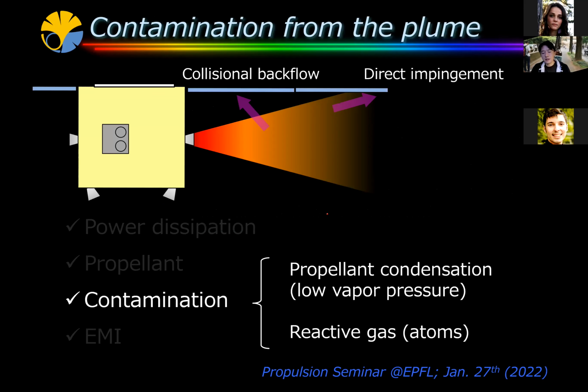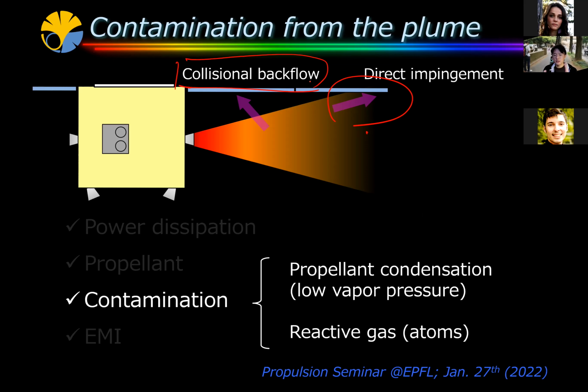And the next point is contamination from the plume. The propulsion system emits propellant to the outside, of course, and sometimes there is direct impingement, direct collision. Especially when satellites use a very big solar array panel, and depending on the configuration of the thruster, some plume may hit the panels or antennas. Usually we avoid this kind of design, and this hardly happens. However, collisional backflow always happens.